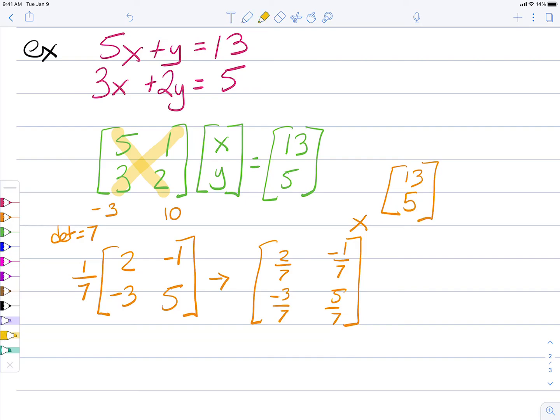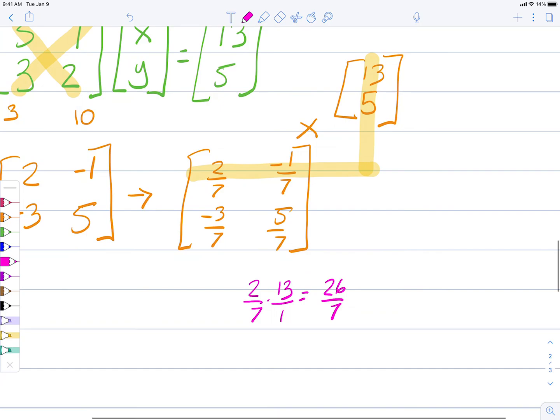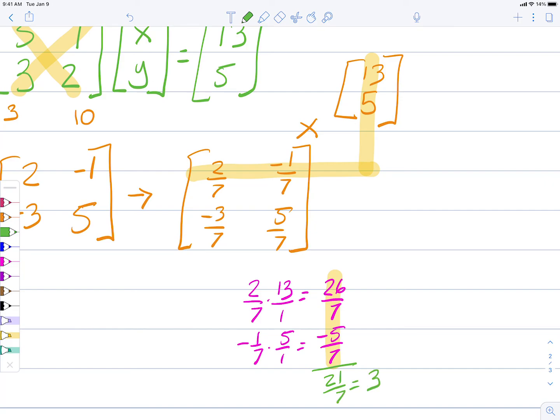13 and 5. So let's find our first answer. So I'm going to multiply 2/7 times 13, or 13/1. 2 times 13 is 26/7. And then I'm going to multiply -1/7 times 5, or 5/1, which is -5/7. If I subtract 26/7 minus 5/7, I get 21/7. But that is just a 3. So this is a 3.